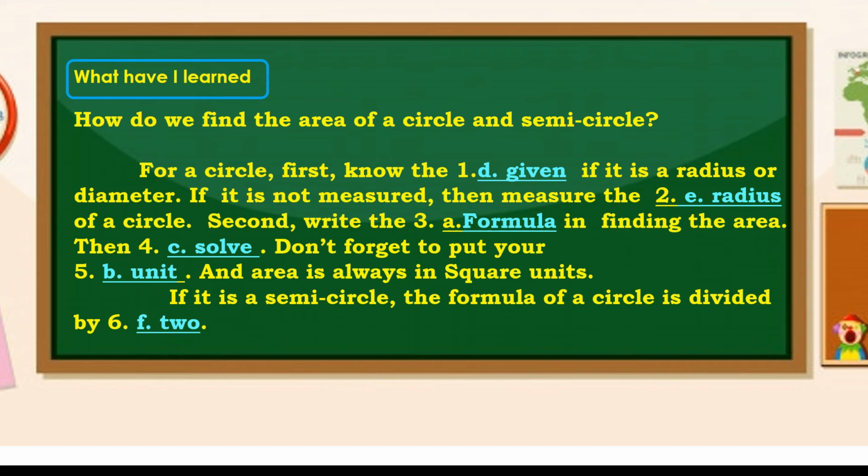If you got 6, you will receive a star. If you got 4 to 5, you receive a smile. If you got 3, you scored 1 or 2, do not worry, because you need more exercises for you to master the lesson. Don't lose hope. Instead, keep on trying to solve until you get the right answer.